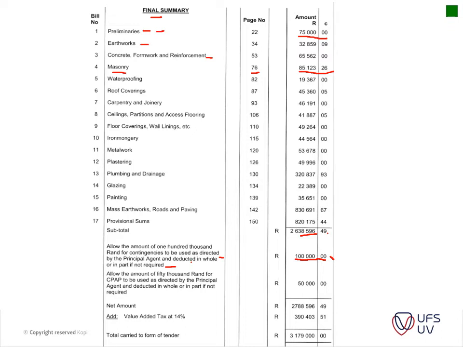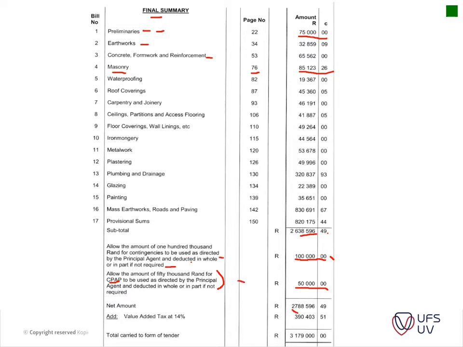Then we also have an allowance of 50,000 Rand for contract price adjustment. It's basically inflation, and there are a couple of indices that are used on that. So please just take note of that. It's not something I'm going to keep you busy with. If you've got projects that go over a couple of years, this amount is very important.